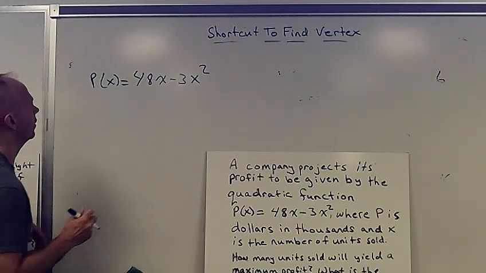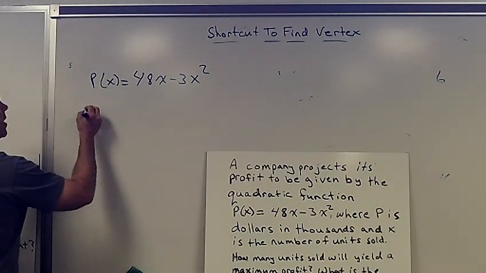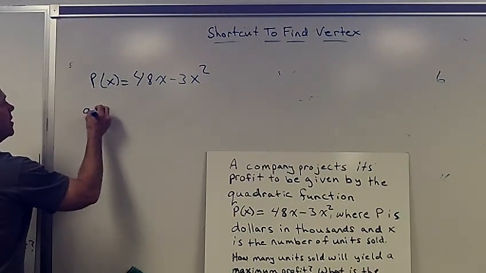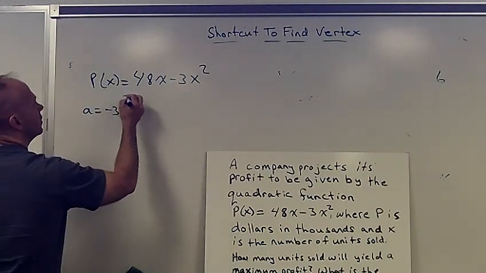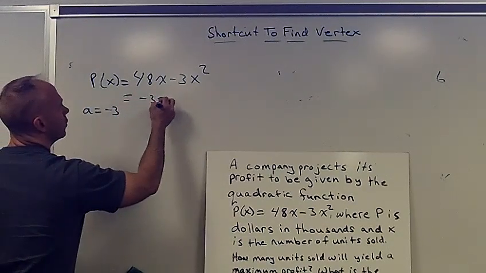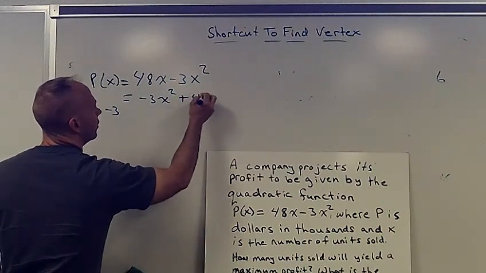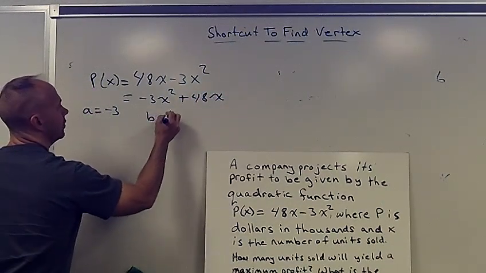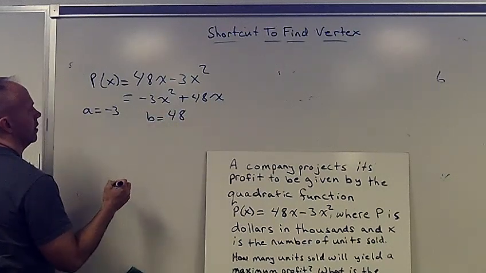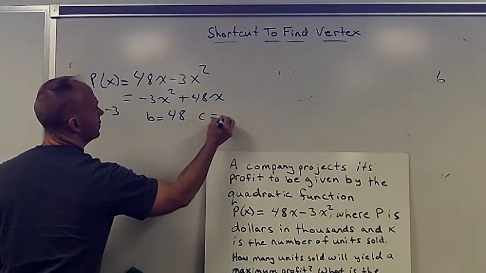Great. Back. Here we go. A, in this case, is negative 3. Notice that we've got these two terms switched. Some of you who are a little more astute may have rewritten that like this. B is 48, and C is 0.